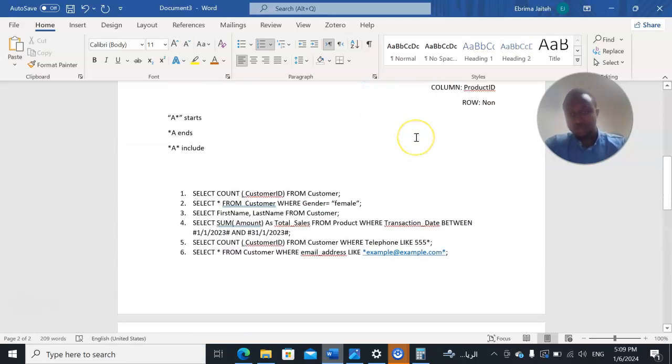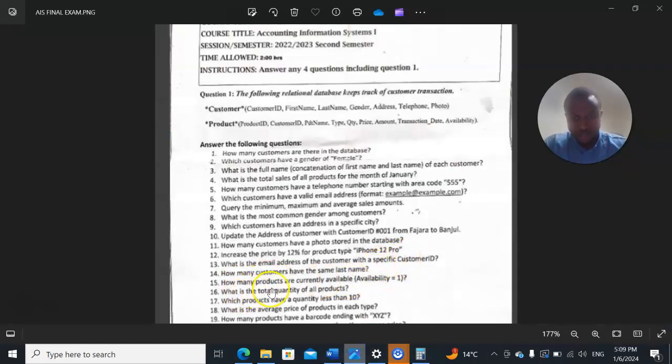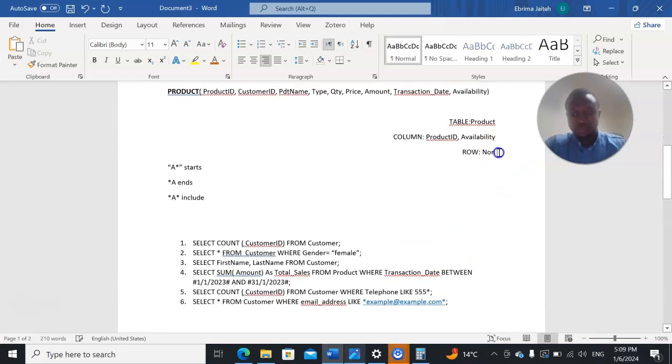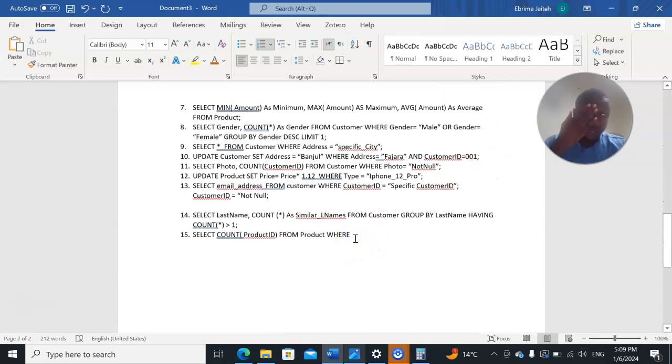Good. So it means that we have another column here called availability. Because look at it, this is how many products are currently available. You can see availability equals to 1, isn't it? So we are going to say where availability is equal to 1, and then a semicolon.